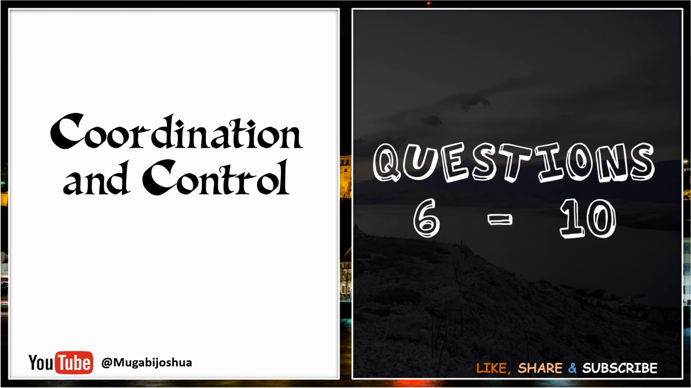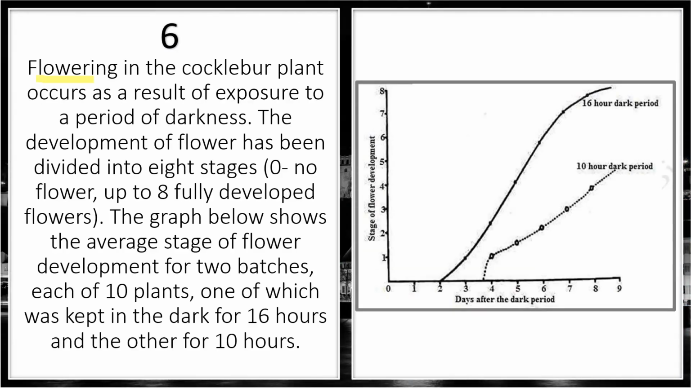Question 6 to 10. Flowering in cocklebur plant occurs as a result of exposure to a period of darkness. The development of flower has been divided into 8 stages: 0, no flower, up to 8, fully developed flowers.